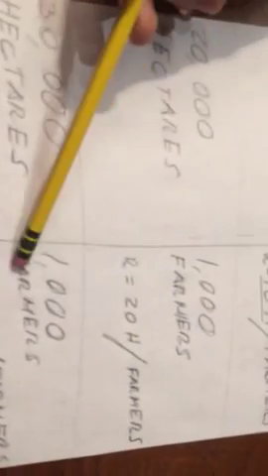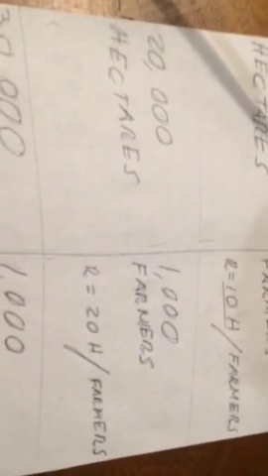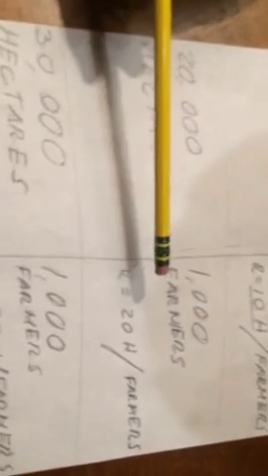It never changes. This is very important. It never changes. This changes, this doesn't. The farmers are always the same. Hectares are changing. So 30,000 hectares divided by 1,000 farmers is equal to 30 hectares per farmer. And that will be all.